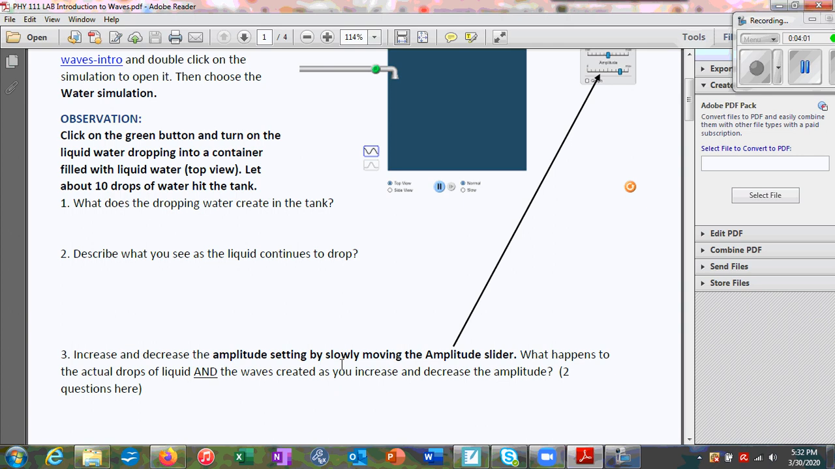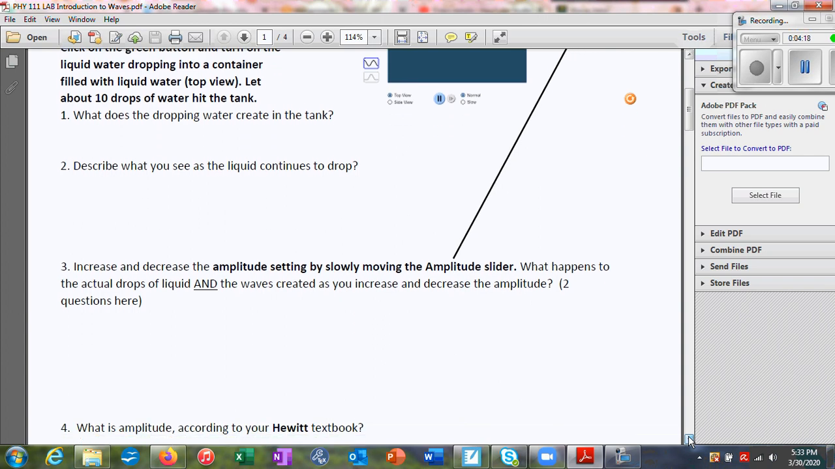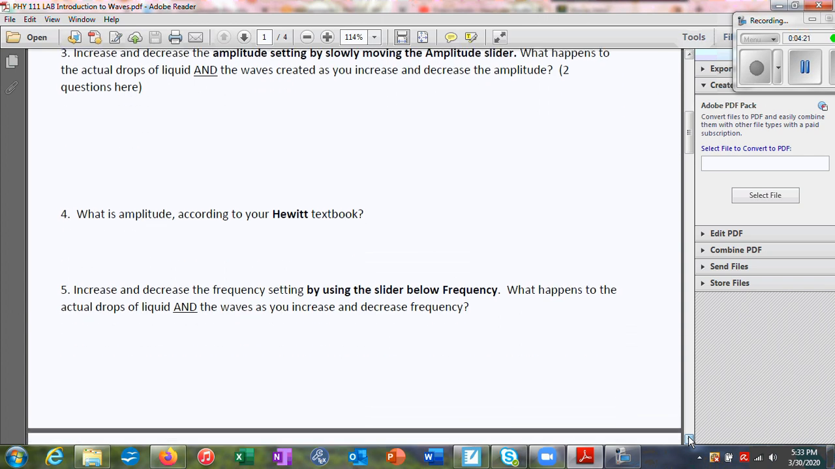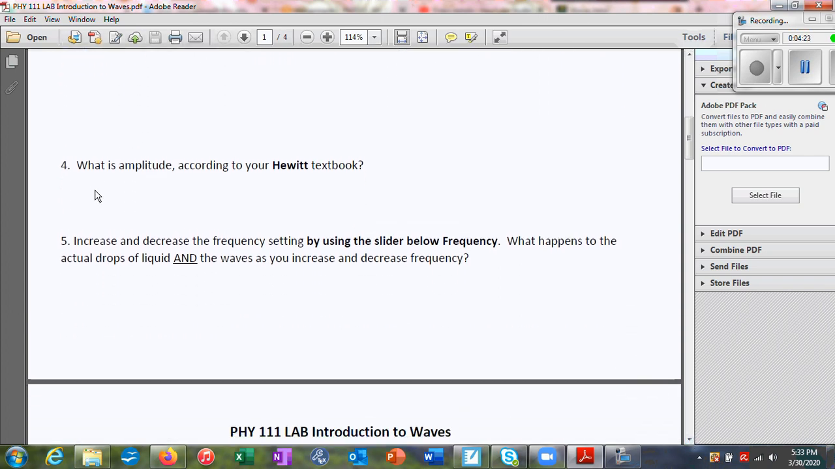Increase and decrease the amplitude setting by slowly moving the amplitude slider, and you are going to answer what happens to the actual drops of liquid, what's happening to them, and the waves created as you increase and decrease the amplitude. So please note that there are two questions there that you're going to be answering. And then you're going to tell me what is amplitude according to your Hewitt textbook. If you don't have a physical copy of the book, that's fine. You have access to that text, as you know, hopefully, through Mastering Physics.